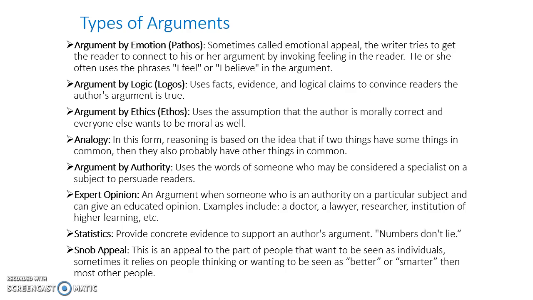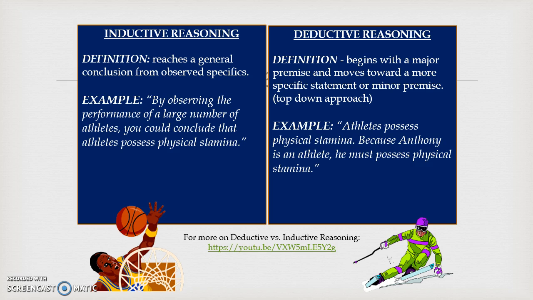Statistics provide concrete examples to support an author's argument. The numbers don't lie. Snob appeal. This is an appeal to the part of people that want to be seen as individuals. Sometimes it relies on people thinking or wanting to be seen as better or smarter than most other people. Inductive reasoning reaches a general conclusion from observed specifics. For example, by observing the performance of a large number of athletes, you could conclude that athletes possess physical stamina. Deductive reasoning begins with a major premise and moves toward a more specific statement or minor premise.